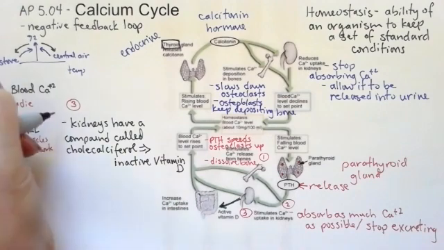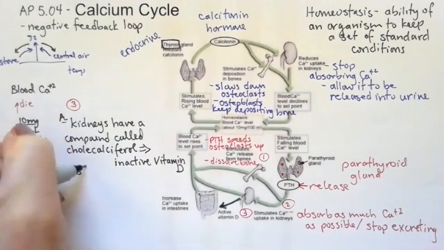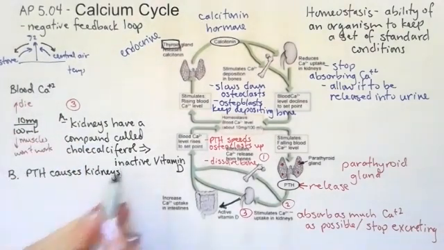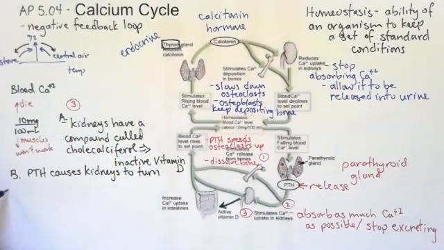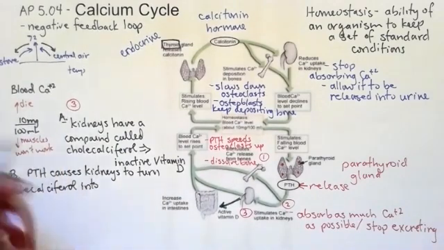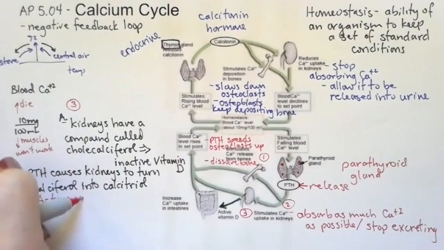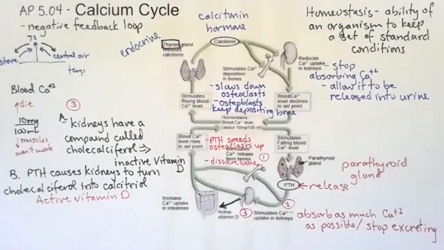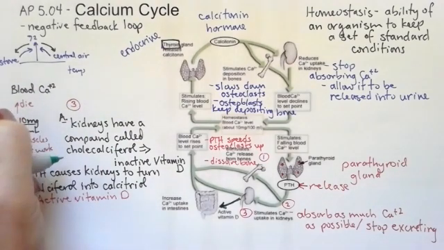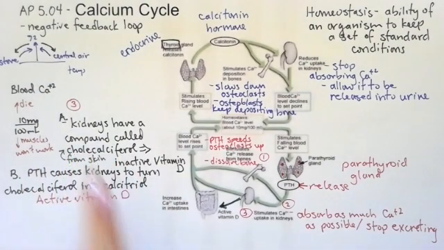So this stuff's already in the kidneys. So let's do letter A. What the PTH does, the PTH causes the kidneys to turn this cholecalciferol into something called calcitriol. Calcitriol is active vitamin D. Active vitamin D. By the way, this came from, let me switch colors, this was from the skin. It uses UV light and another compound in the skin to make this.